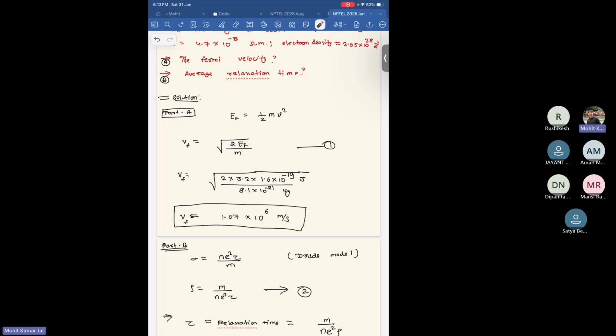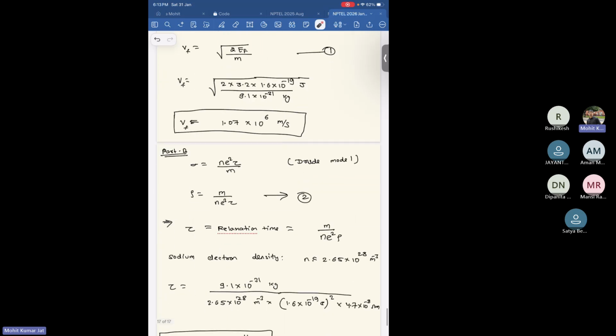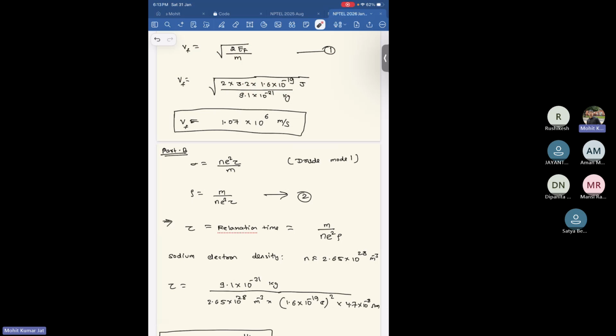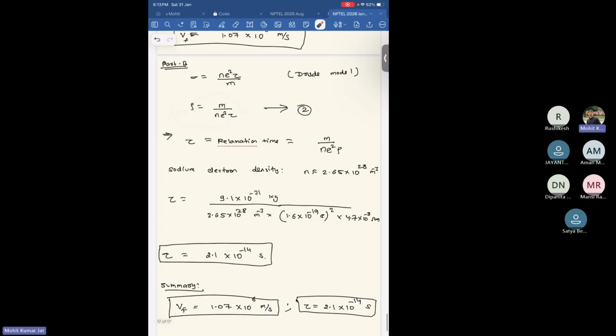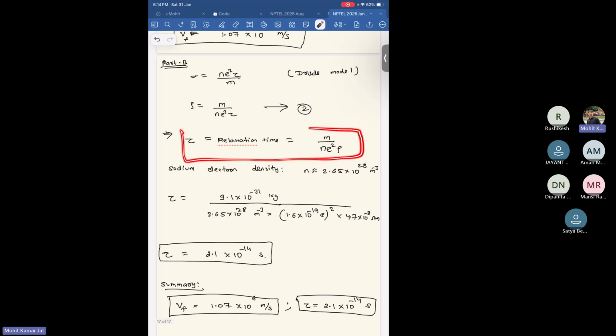The relaxation time is the time between two successive collisions, basically the average time between two successive collisions in a metal. And for this tau, we know from the Drude model, sigma is n e square tau by m. If we take the inverse, we get 1 by sigma, which is rho, the resistivity, equals m by n e square tau. You just manipulate this equation, taking tau on this side, rho on this side. So now you have the form tau equals m by n e square rho.